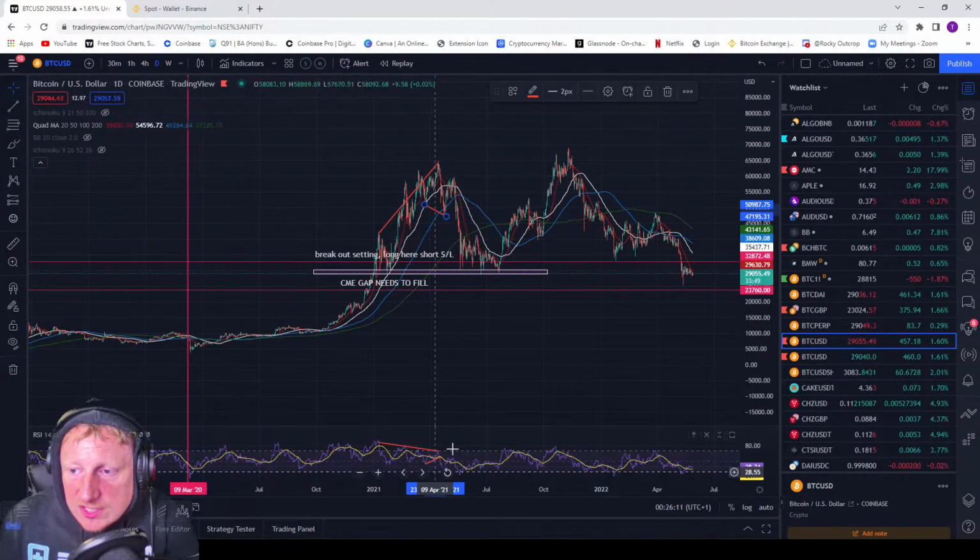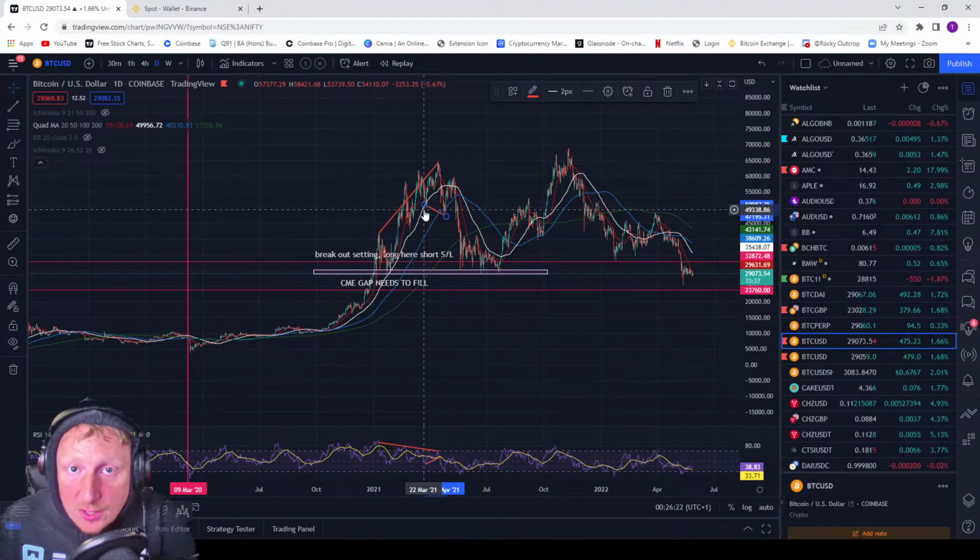There. So it was the opposite. So here, because this was coming down the way, yeah, down, while this was going up, up, up. This is what they call hidden bullish divergence.